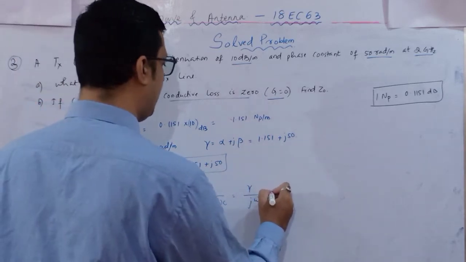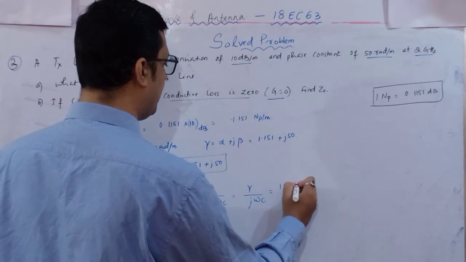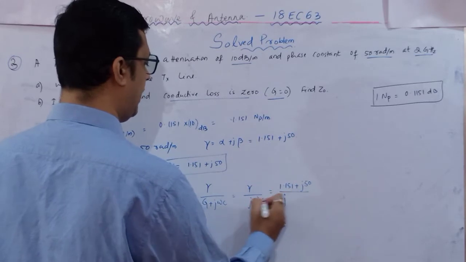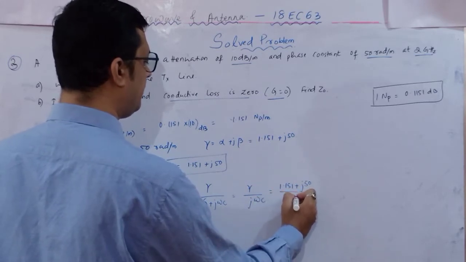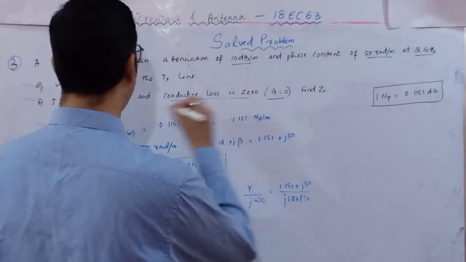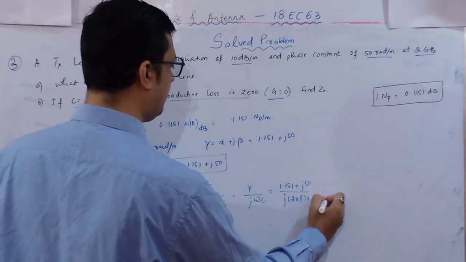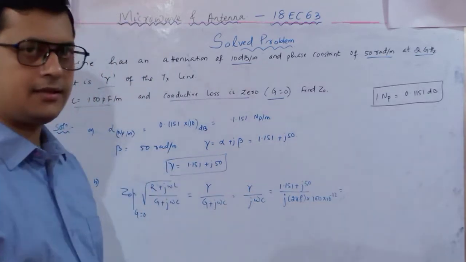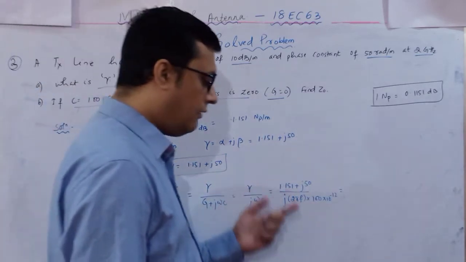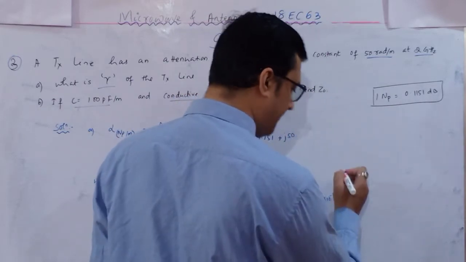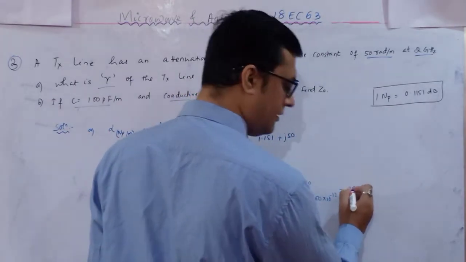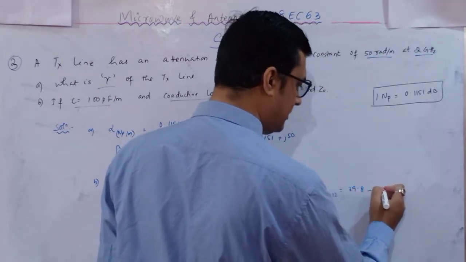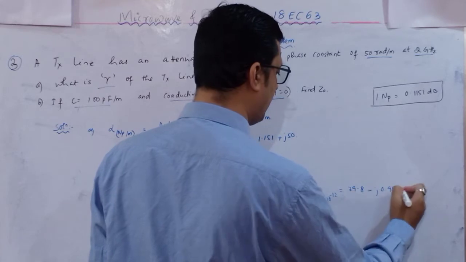So what is my gamma value? 1.151 plus j50 divided by j. Omega value is 2 pi f into capital C, how much? 100 picofarad, 10 to the power minus 12. Now it is a simple complex division. Solve this, you will get around 39.8 minus j 0.916 ohm.